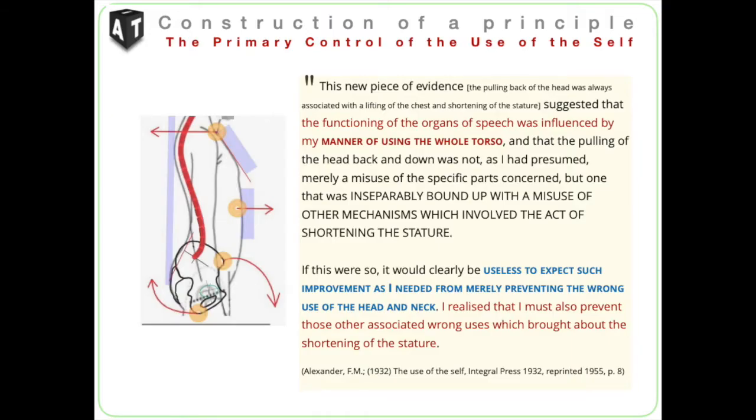It's as if I only measure the torso from the chair on which I'm sitting right to, well, the first thoracic vertebrae, where the real torso is starting. Above that, you have the neck and head. I do not consider this part. The manner of using the whole torso is considered. And he says it was useless, absolutely useless to expect the improvement that he needed. So he needed some improvement somewhere in order to free the voice mechanism. And he said it was absolutely useless to expect some improvement by merely preventing the wrong use of the head and neck.